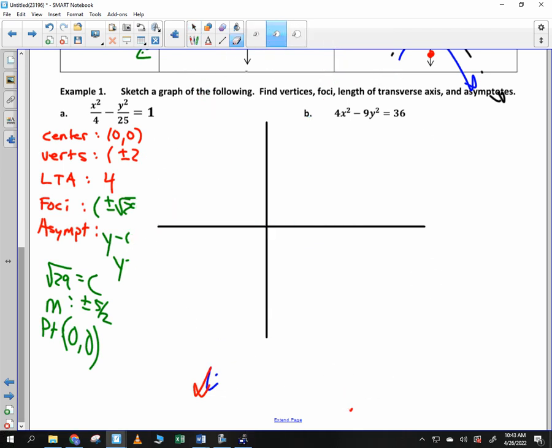So, this one, is it in the proper form? So what should I do? I'll divide by 36. And when I do, I get x squared over 9 minus y squared over 4 is equal to 1. Talk to your peer for 20 seconds. Is this horizontal or vertical on y? Go.